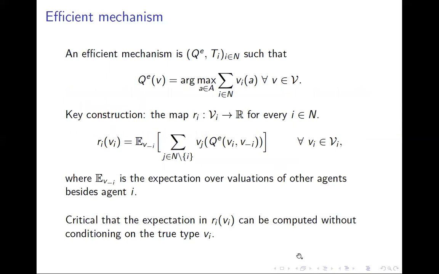Okay, so we are going to describe the mechanism. The mechanism is efficient, which means that the allocation rule will choose an alternative which maximizes the sum of values of the agents at every type profile. That's what q^E does, efficiency. And the payments are constructed using the following key idea. So the dAGV idea is this.